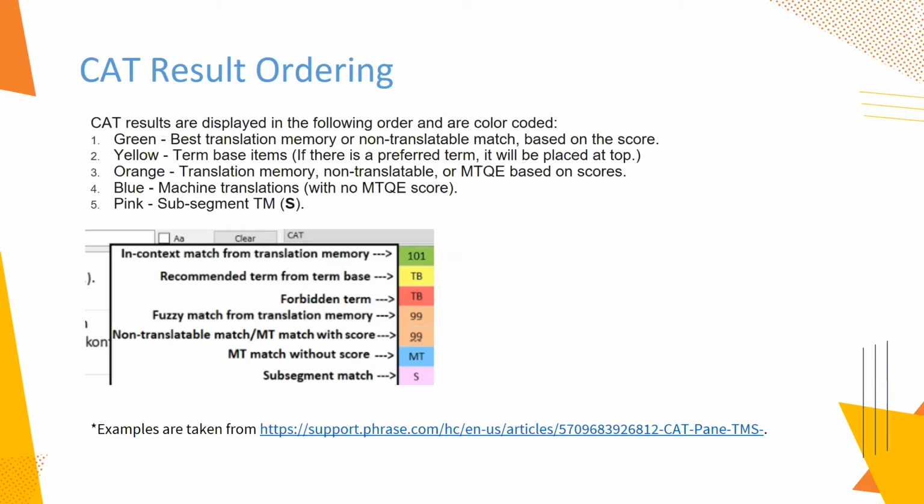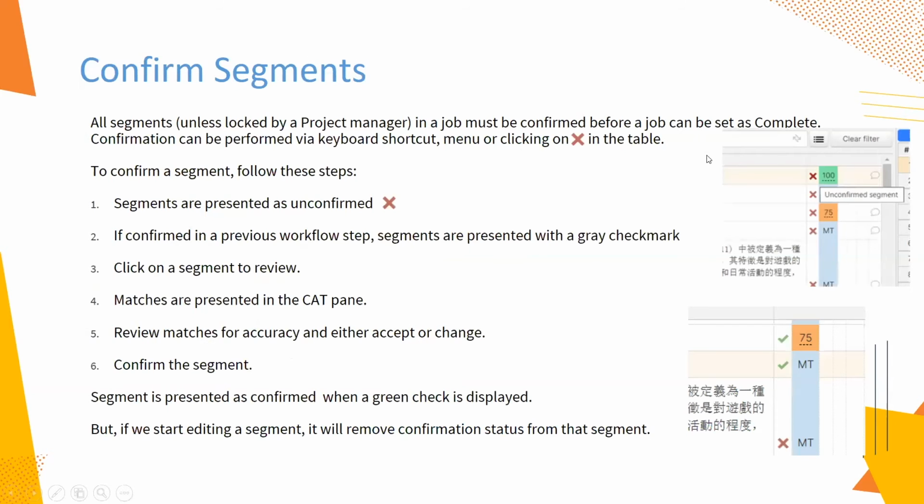If it's yellow, it is determined by one of the records from the term base, so it is term base items. And if there is one term that is preferred, it will be placed at the top. Sometimes we can find the color is orange. It is based on translation memory or non-translatable or some other MTQE based on scores. If it is blue, it is a machine translated result. Pink is a sub-segment from the translation memory.